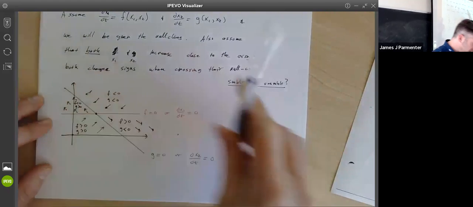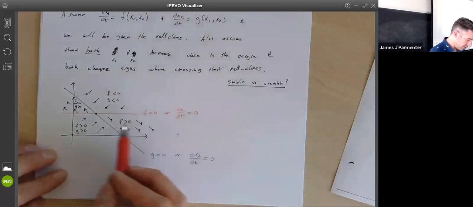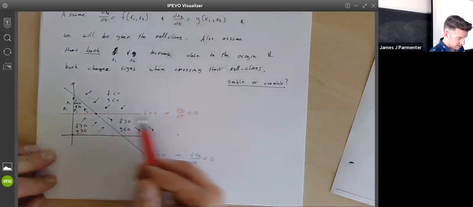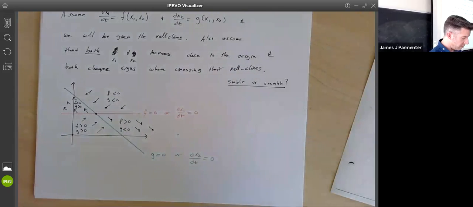And then one other thing you can do to help your picture out is to actually draw the vertical or horizontal lines on the null lines. So on this red null line where dx1 dt is 0, meaning the change in the x direction is 0, all my arrows are vertical.